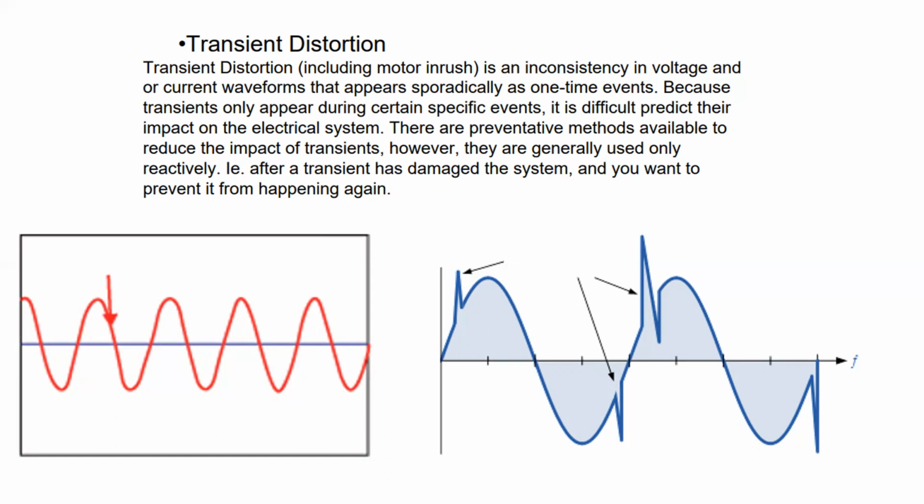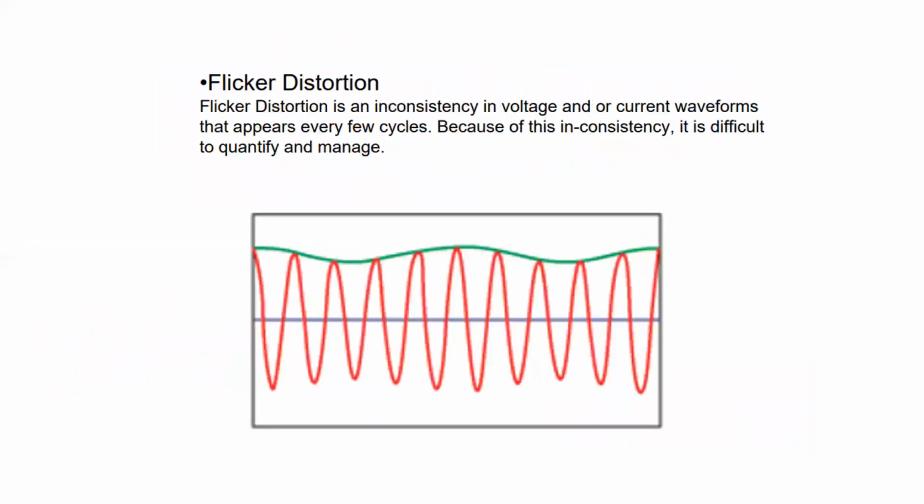If you take a look at the transient shown here, we have significant spikes of voltage. So a transient is a spike of voltage, which causes a spike of current. And this can then lead to damage of conductors and insulation on motor windings and all sorts of other equipment. Flicker distortion is an inconsistency in the voltage or current waveform that happens every few cycles. So what this means is that it's very consistent, and it's something that is difficult for us to quantify and manage.